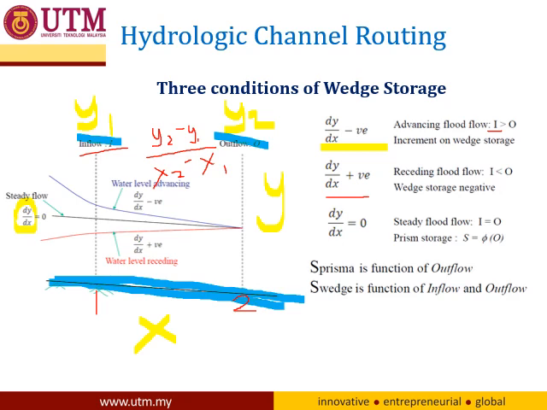A different case would be if the inflow is less than the outflow, so you will get a positive dy over dx. And if it's a steady flow, it means that there are no changes in the water level. The water level here is y, so there is no change, so we can say I is equal to 0. This means that the prism storage, the storage, is a function of Q. I hope you understand what it means by a function of. It means the storage depends on the outflow. So that is what it means by a function of.